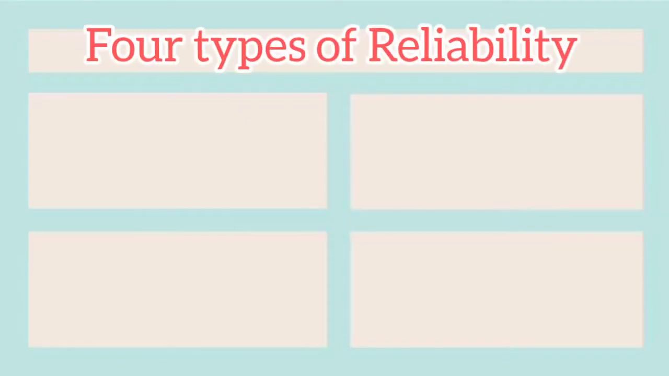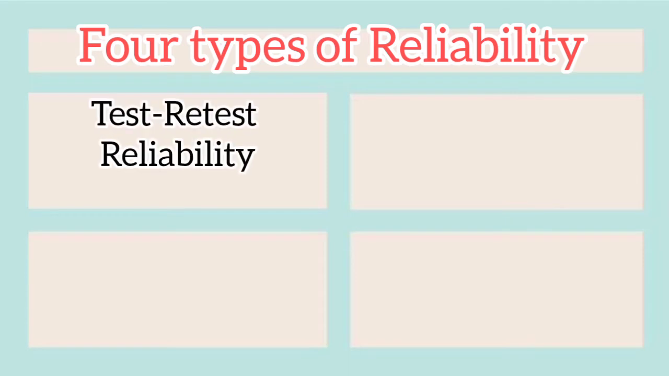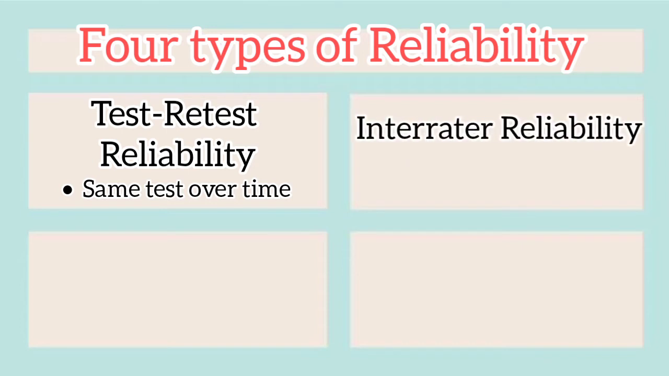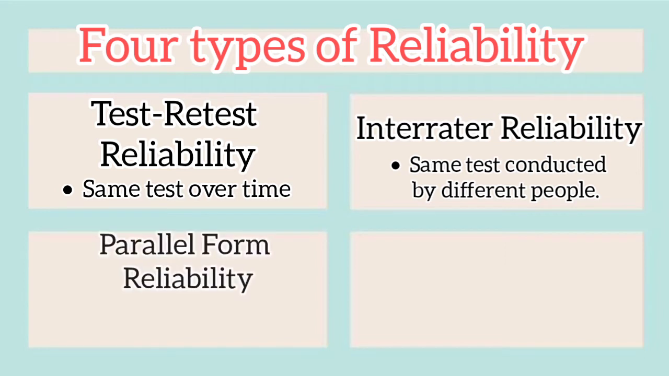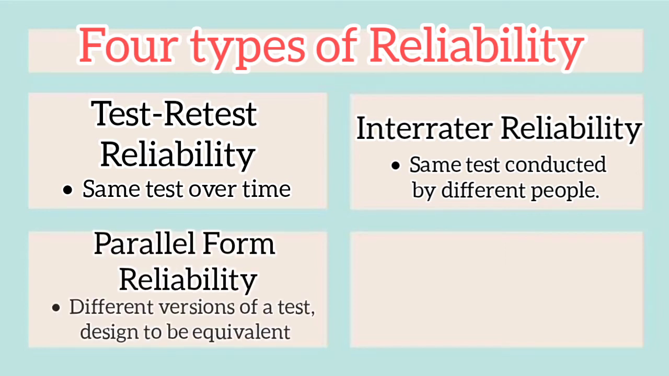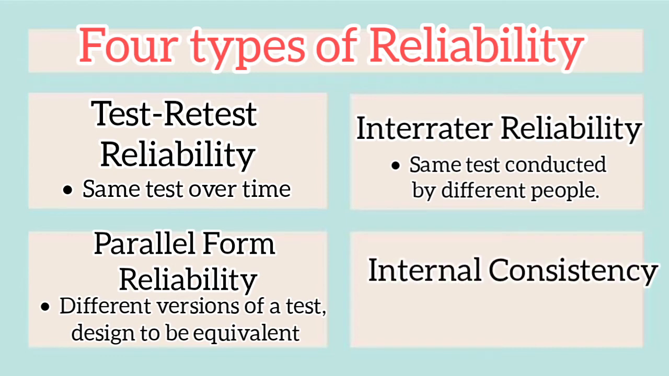There are four main types of reliability. Each can be estimated by comparing different sets of results produced by the same method. First, we have test-retest reliability, which focuses on the same test over time. Next is inter-rater, the same test conducted by different people. Next is parallel forms, different versions of a test which are designed to be equivalent. And lastly is internal consistency, the individual items of a test.